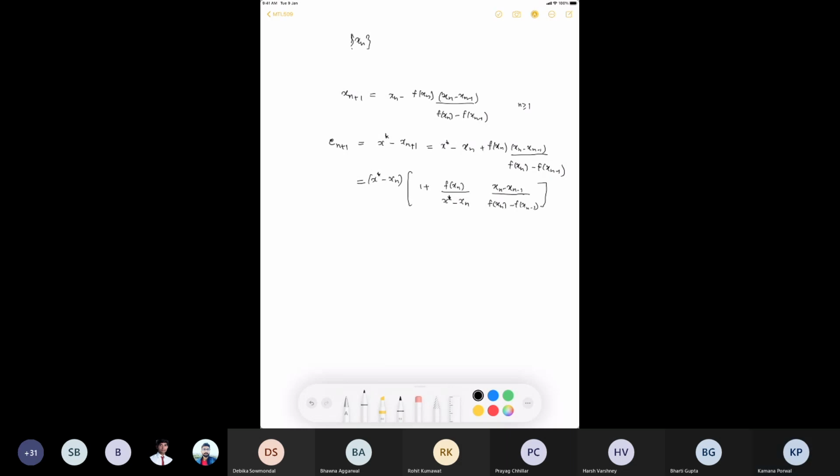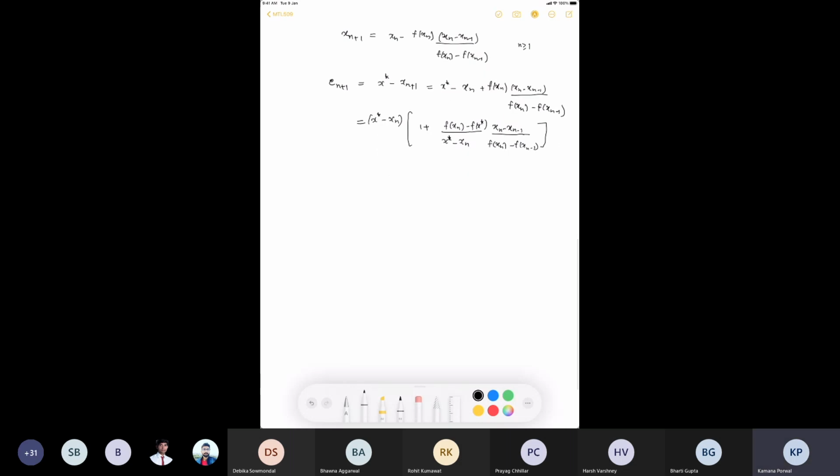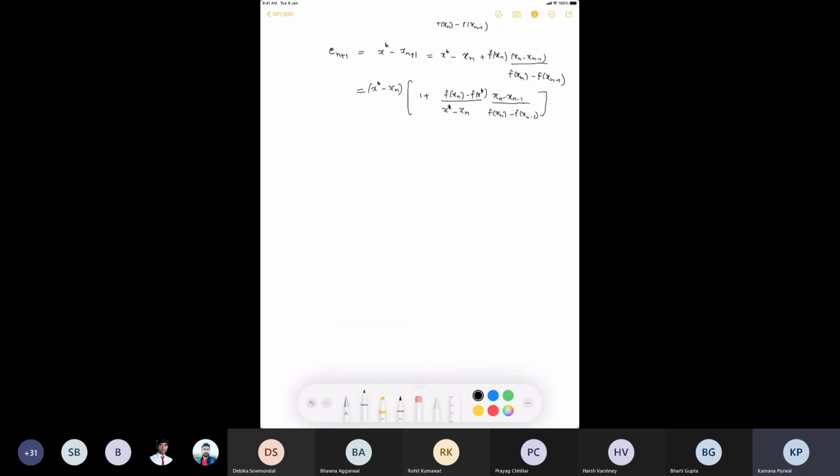Note that x star is a root, so for x star, f of x star is equal to 0. So I'm just going to subtract a 0 term here, which is fx star. There's a notion called divided differences, which we will see in detail in the next section, but I'm going to use it here. So let me just introduce it.